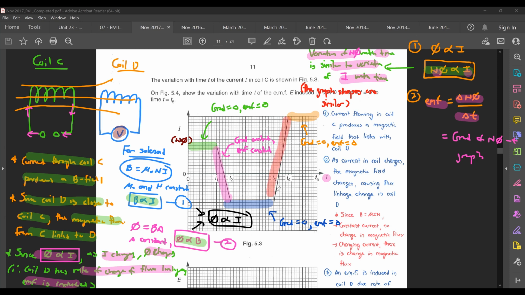But how about this other section in red? How would you describe the gradient? So this part here, you could say that your gradient is constant, in the opposite direction.